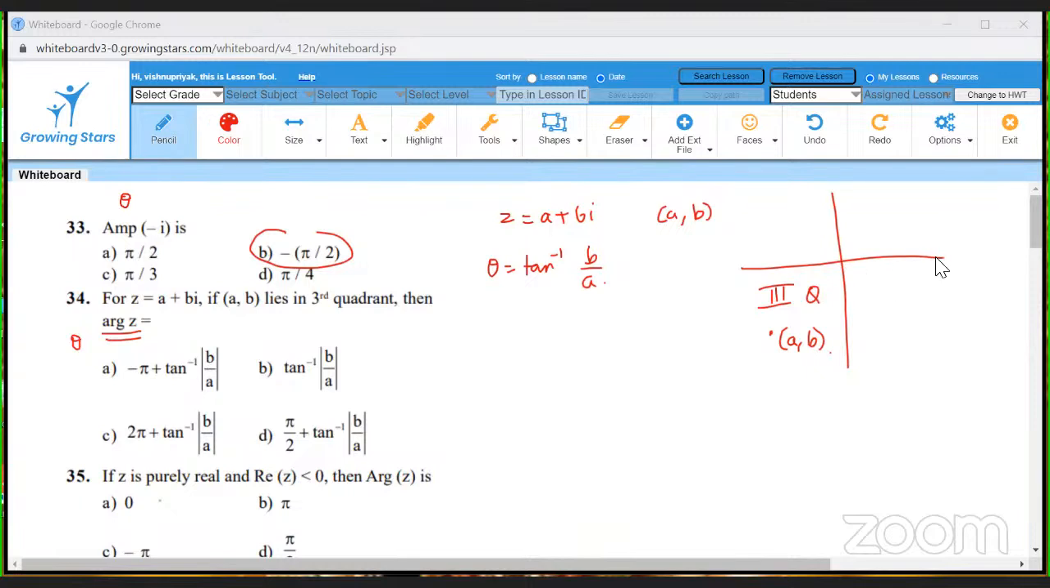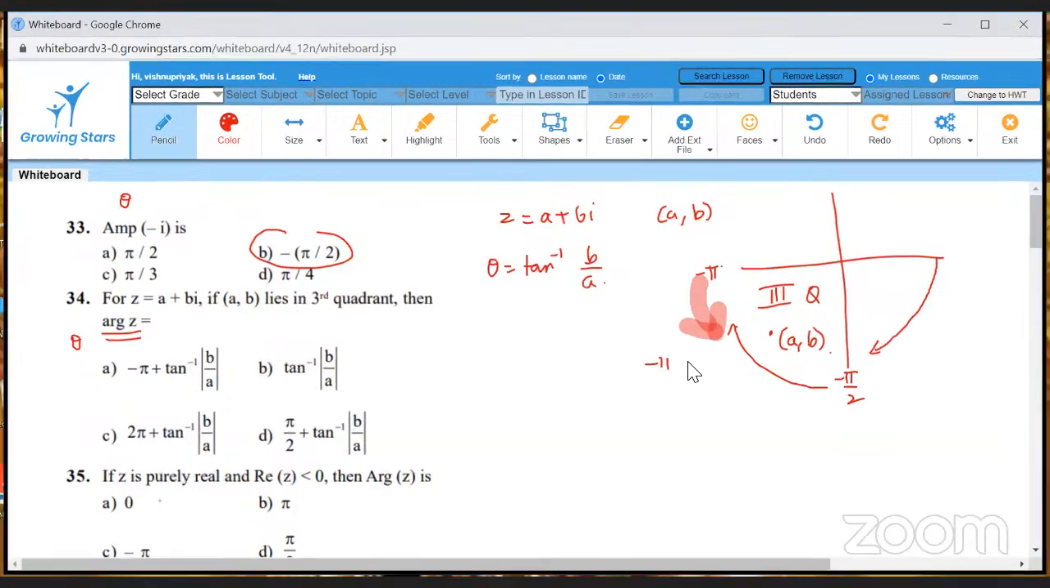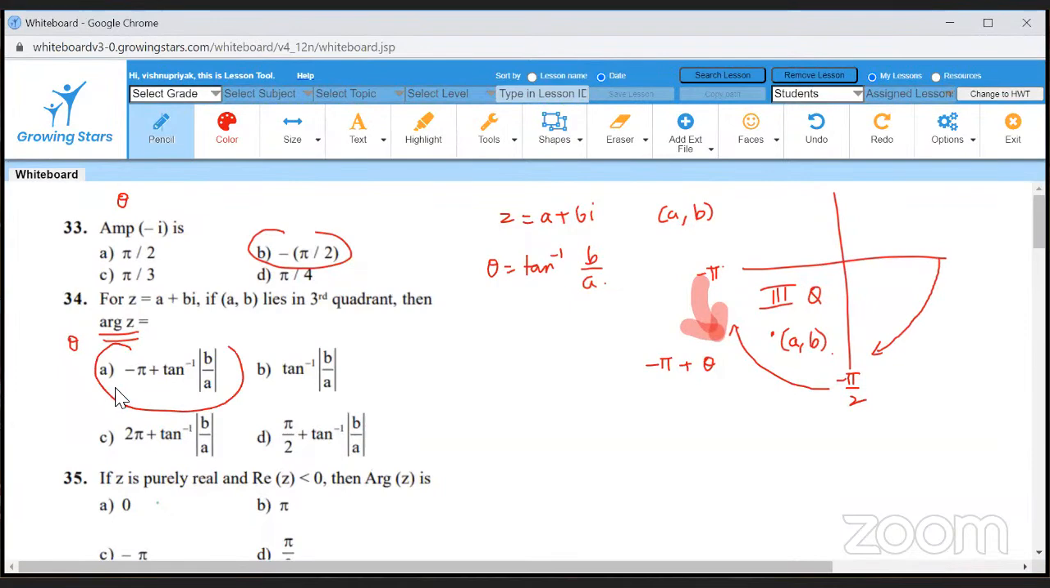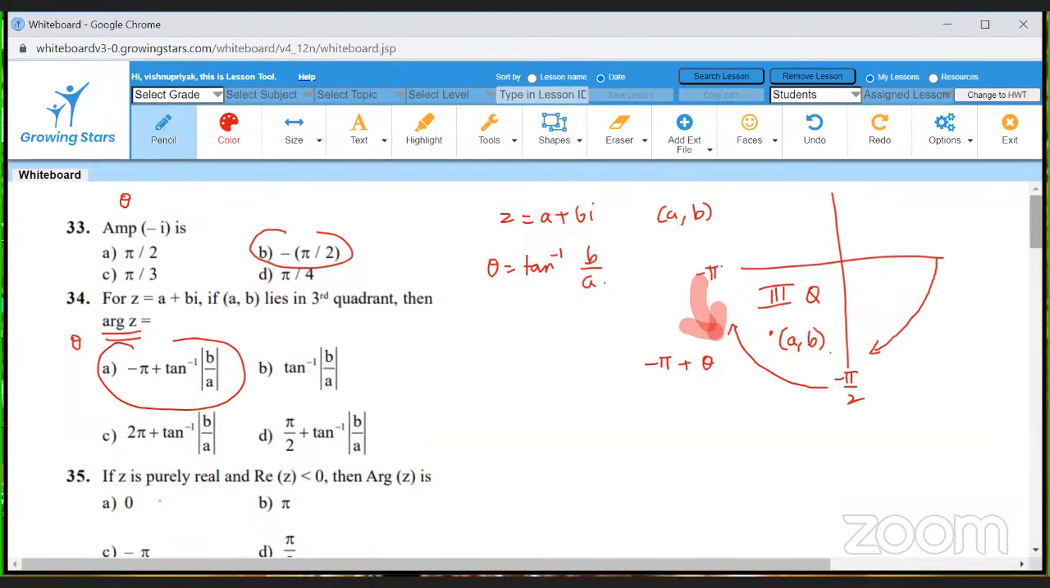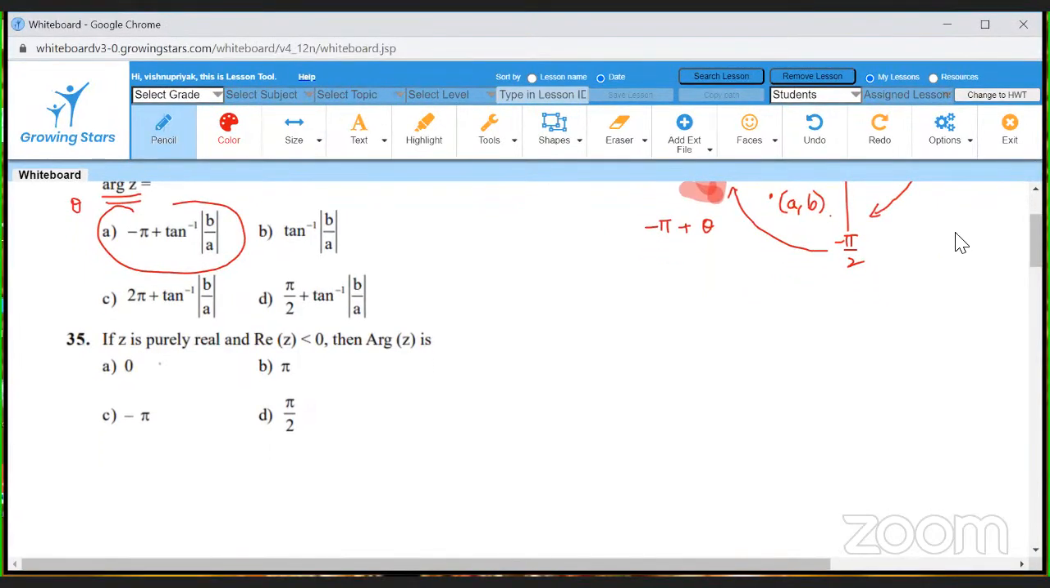If you go to the third quadrant, this is minus pi by 2. Still, if you move further, you are coming to minus pi. If you go in the clockwise direction, you are coming to minus pi. So to minus pi, you are adding some angle. Minus pi plus theta. That means minus pi plus tan inverse B by A is the correct answer, because it is said it is in the third quadrant.